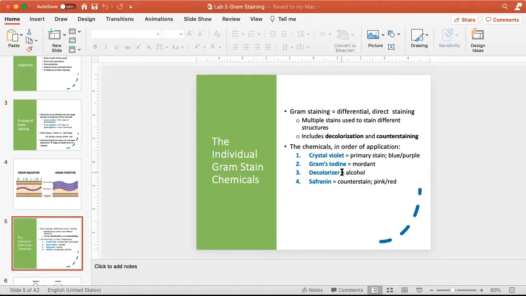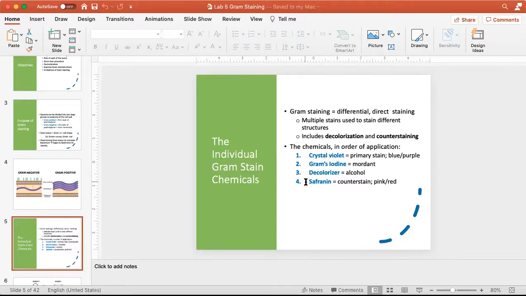Like the name suggests, we're going to use this chemical to help remove some of this crystal violet, which might seem a little strange, but it'll make sense in a minute. The decolorizer that we use for Gram staining is just an alcohol. You may know that if you apply alcohol to things that have been dyed or stained, it can help pull some of that stain away.